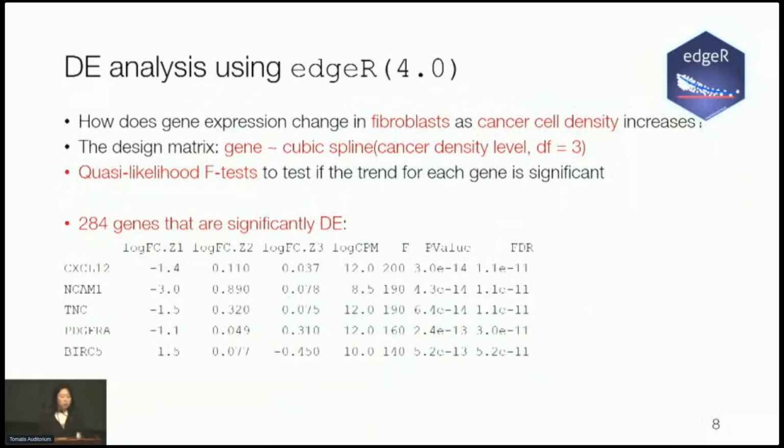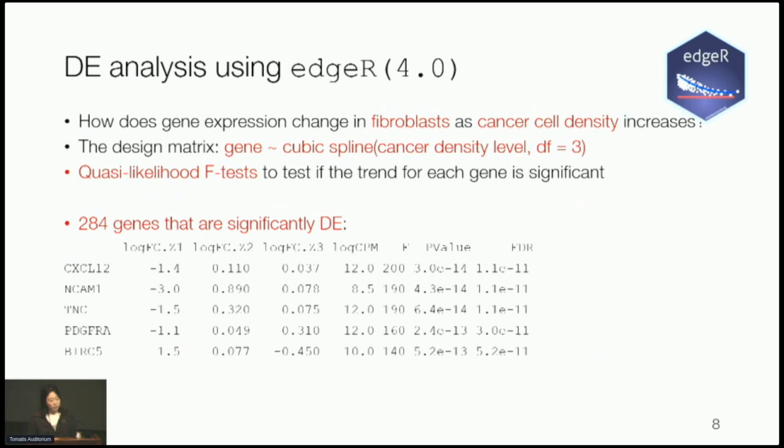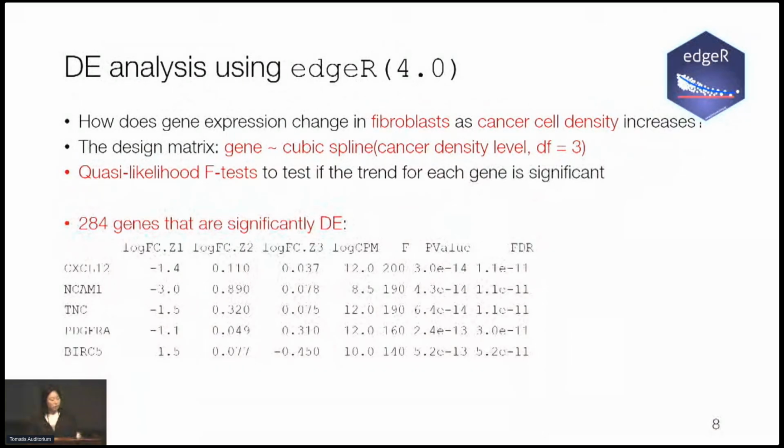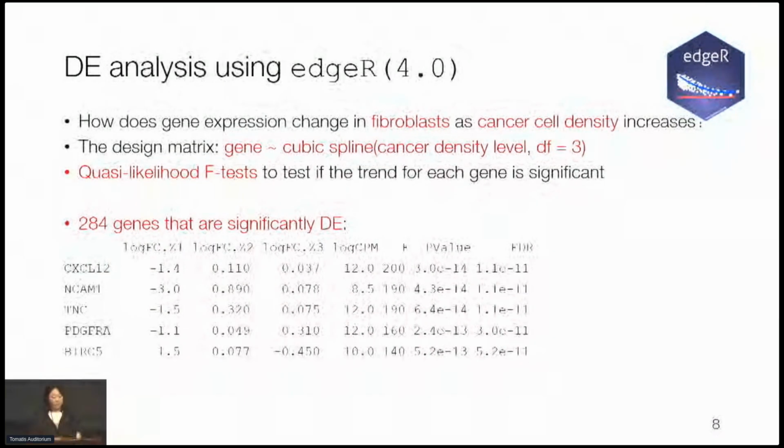So for example, let's say we're interested in answering the question of how does gene expression change in fibroblasts as cancer cell density increases. So we can answer that by constructing a design matrix using the natural cubic spline transformation, which models the relationship between gene expression and the cancer density level. And then to perform the DE tests, we can use the quasi-likelihood F-test pipeline to test if this trend or this relationship between gene expression and the cancer density level is significant.